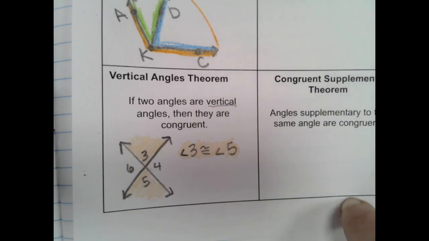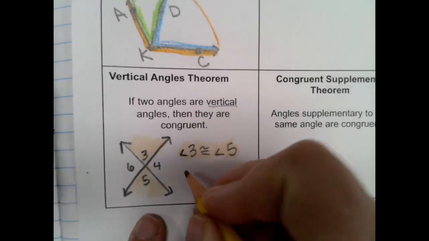What other angles would be the same? 4 and 2. Good. 6 and 4 or 4 and 6.